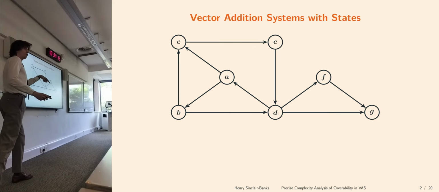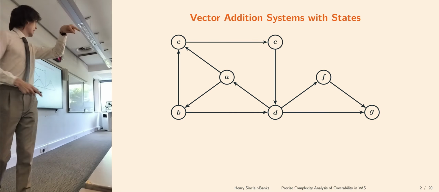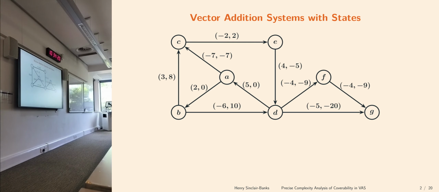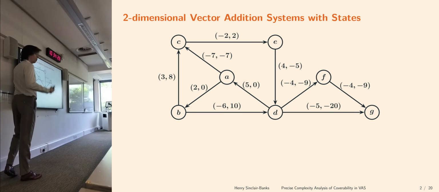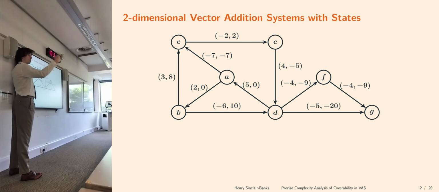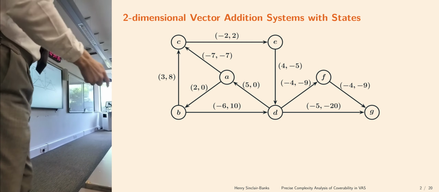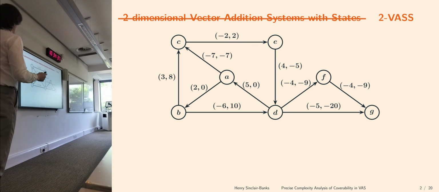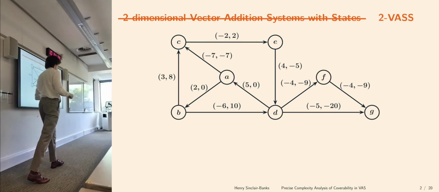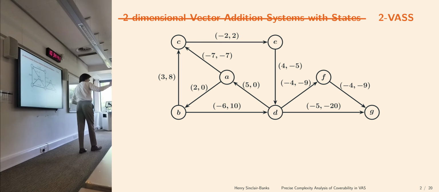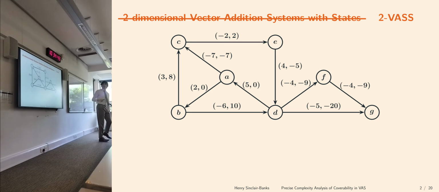So I give you a directed graph, and I put integer vector labels on the graph. Here I've got two-dimensional integer vector labels, hence two-dimensional vector addition system with states. And to be clear about the language, you might call these nodes, I'll call them states, and you might call these edges, I'll call them transitions. I might also call them edges and nodes, so bear with me. And this is such a mouthful that I'll shorten it down to 2-VASS, or if I have 3 dimensions, it'll be 3-VASS, if I have 4, it'll be 4-VASS, etc.